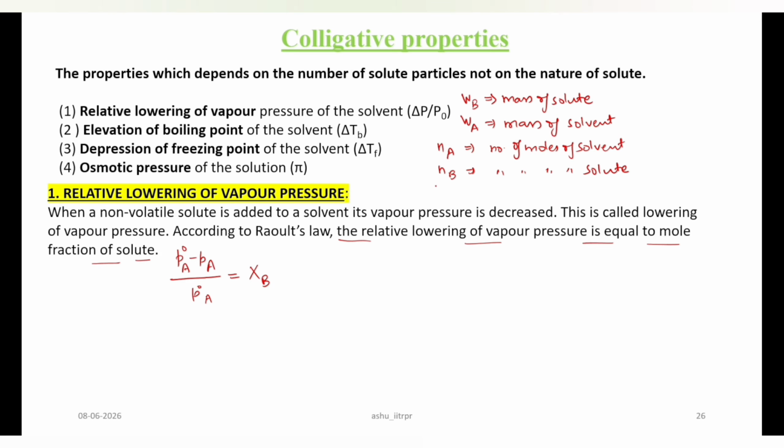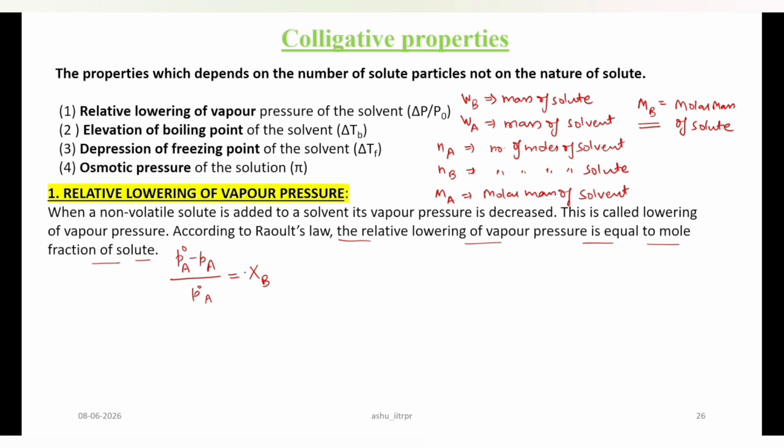Nb is number of moles of solute. Okay, so what is left? MA and MB. MA means it is molar mass of, again A means solvent. MB is very important because we have to calculate MB in every case. MB is the molar mass of solute. We have to calculate MB probably in every second or third question.